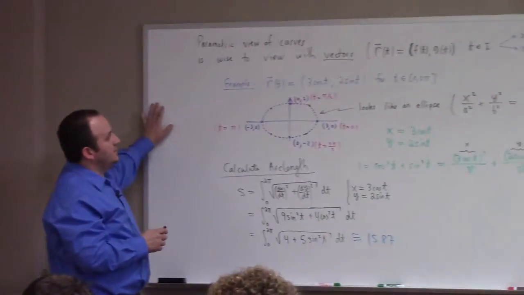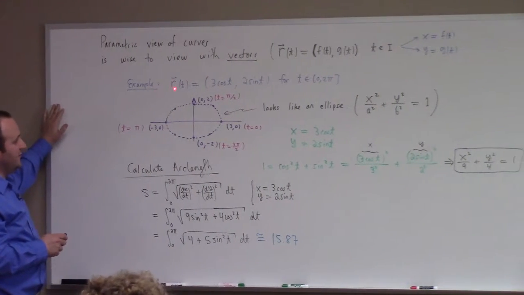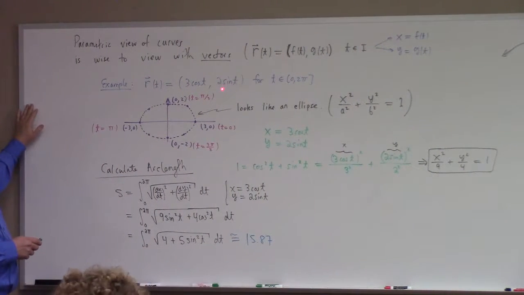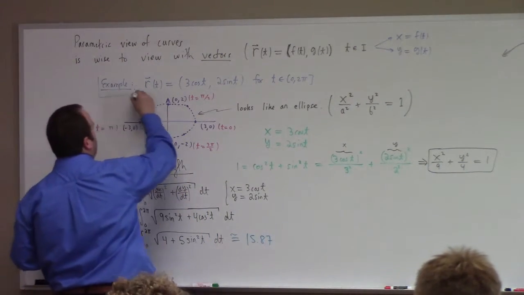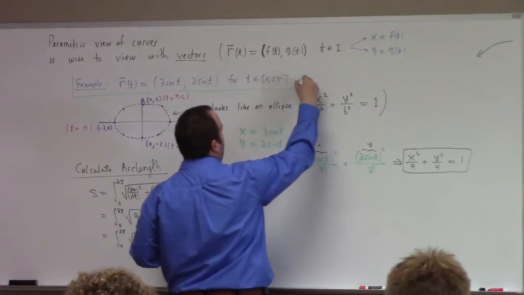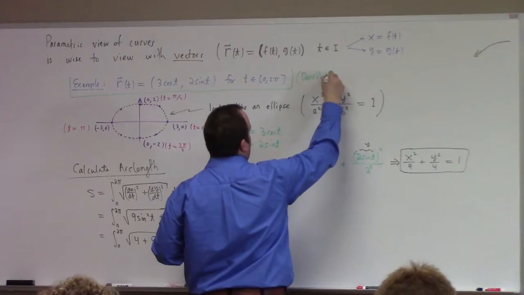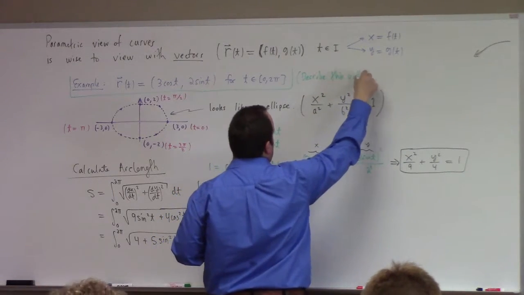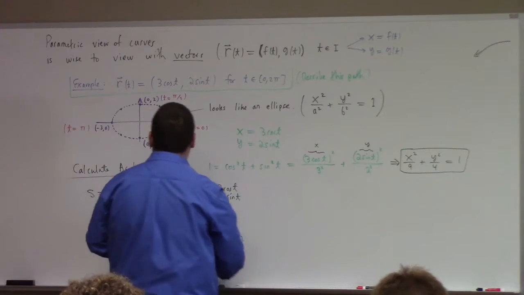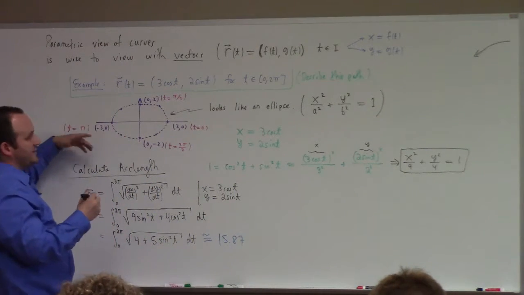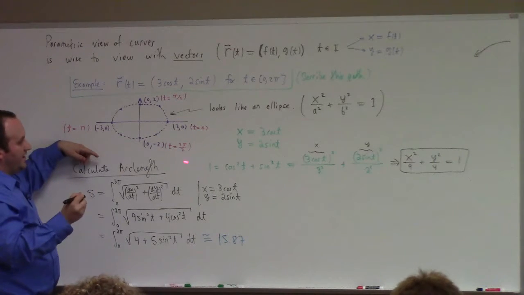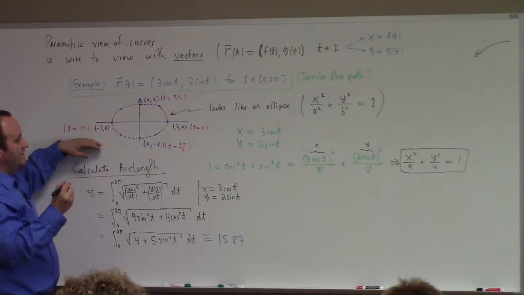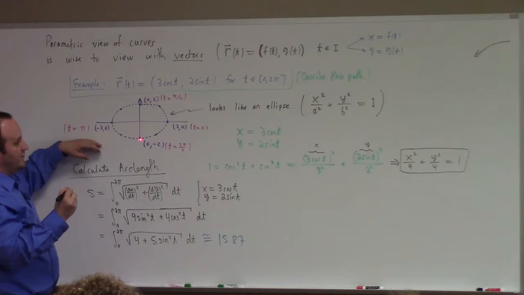Here's an example. You have r of t is 3 cosine t and 2 sine t, right? So up here is what's given. And the question is basically, describe this path. What is it? So the first thing I would do is plug in some points. Plug in t equals 0, t equals pi over 2, t equals pi, t equals 3 pi over 2. When I do that, I get (3, 0). I get (0, 2). I get (-3, 0). I get (0, -2).